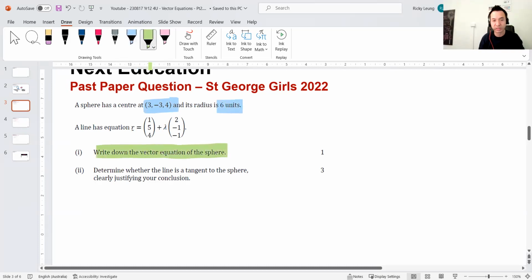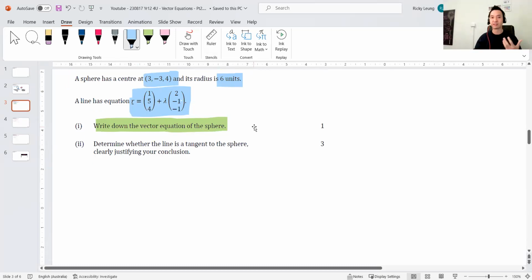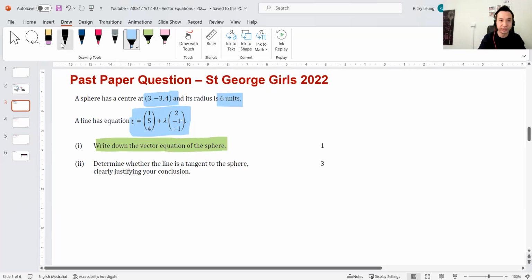Write down the vector equation of the sphere. And the line, it looks like this, right? Okay, and then for part 2, determine whether the line is a tangent to the sphere, which means if I solve it and I get one solution, that's a tangent, right? Before, I got two solutions. Sometimes you get one solution. In one of the later questions, you'll get no solutions, in which case it is not a tangent, right? That's the type of questions that you'll see. So let's do this one.